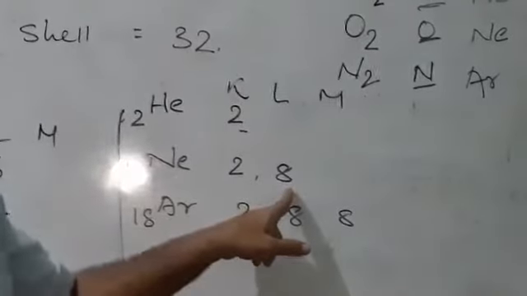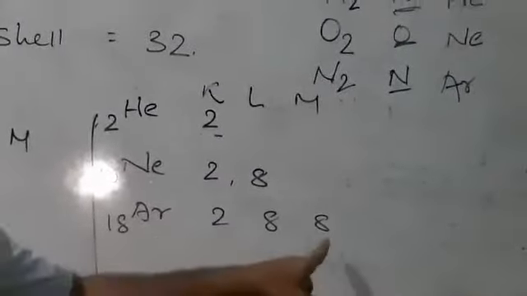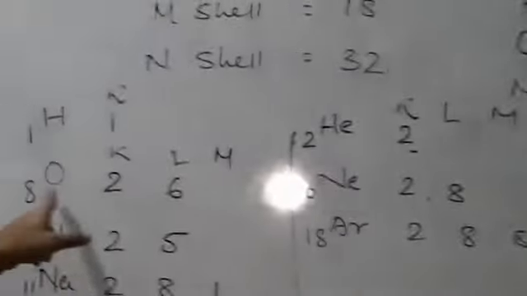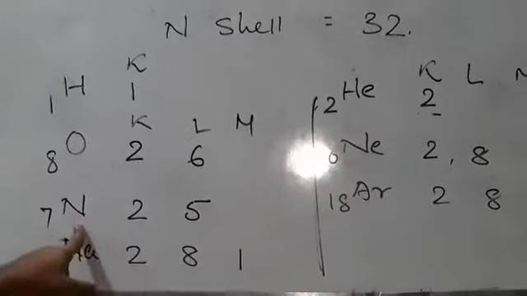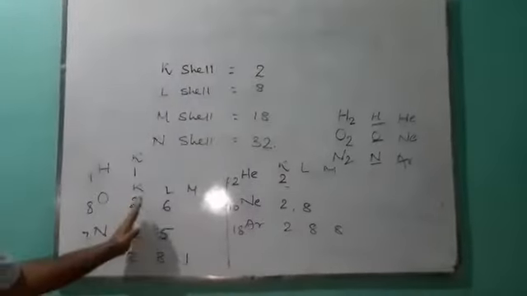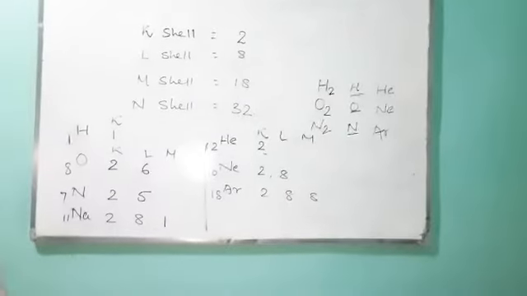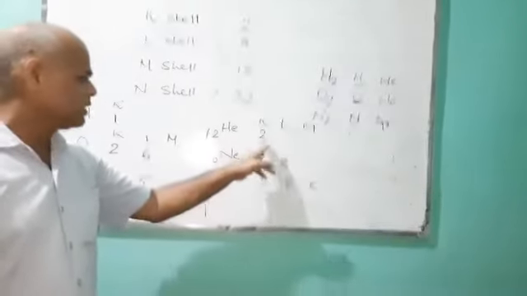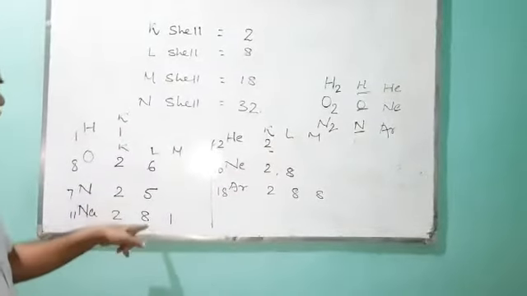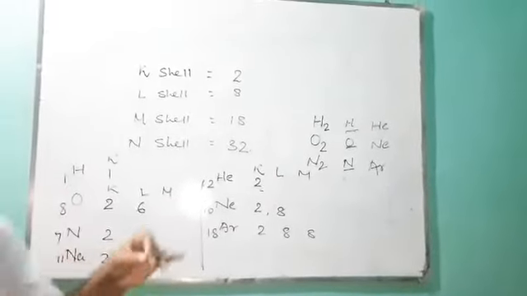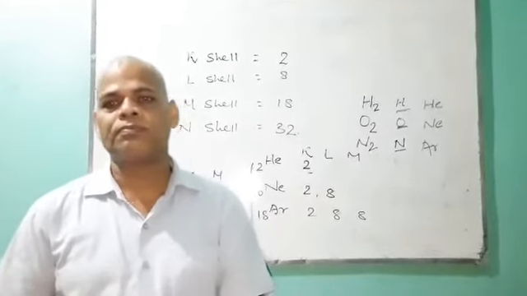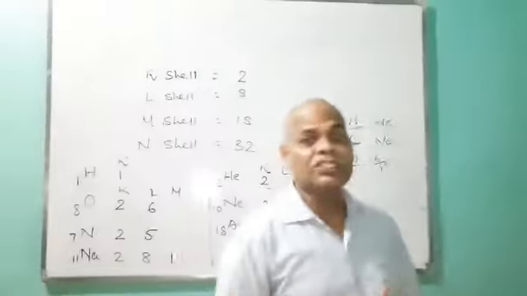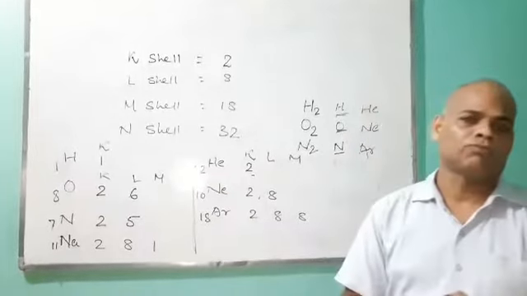Neon, L cell is the outermost cell or valence cell. Argon has M cell as the outermost cell. Here also you see that hydrogen has K cell as the valence cell, oxygen L cell, nitrogen L cell, sodium M cell. So if you compare the electronic configuration of these elements, other than helium, these too have 8 electrons, but here you see none of the elements has a stable electronic configuration. These are called stable electronic configuration.